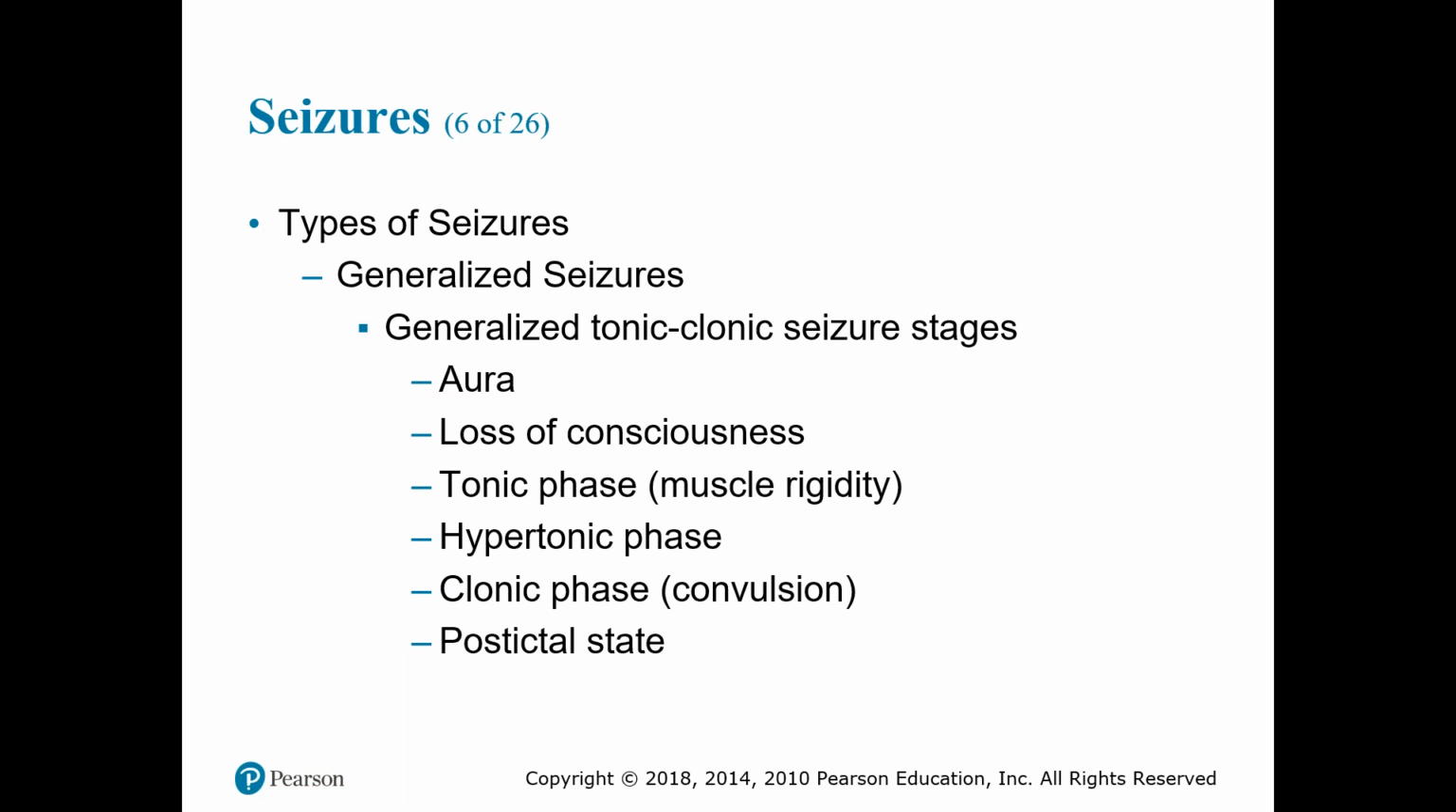Then they're going to lose consciousness, and then they're going to go into the tonic, hypertonic, and clonic phase, in which they get rigid, and then they begin to convulse. So once they lose consciousness, this is the beginning of the seizure, and once they go into the postictal state, that is the end of their seizure. So once they stop jerking, and then they start to come around, that's that postictal state.